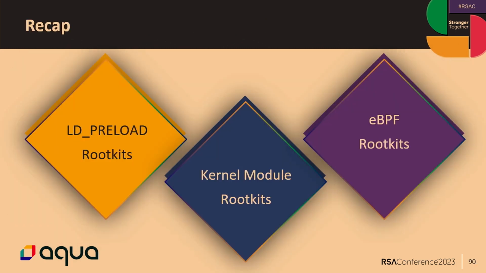So let's do a quick recap of our session. First, we saw the user space, the most common rootkit, LD_PRELOAD, and the least privileged one. Then we saw the most privileged one, which is the kernel module, which offers a lot of options and capabilities. And at the end, we've seen the newest type, eBPF rootkits, which is emerging.